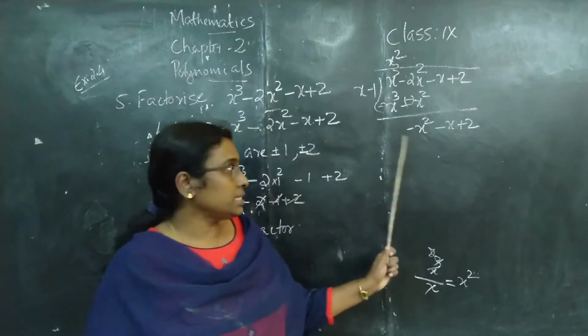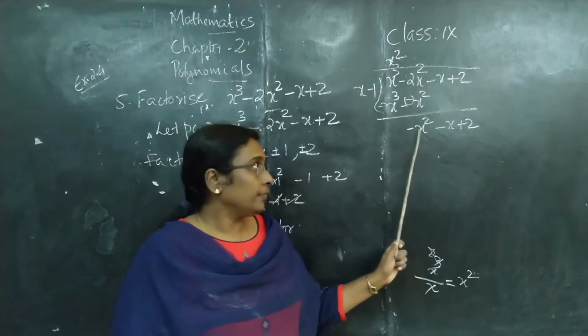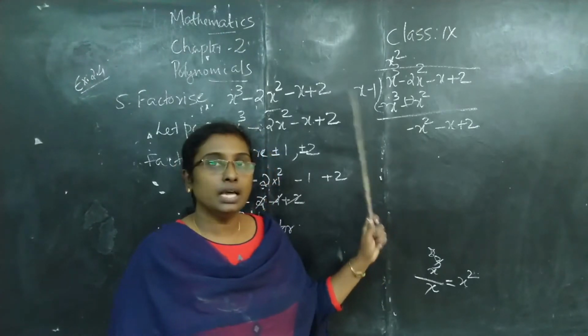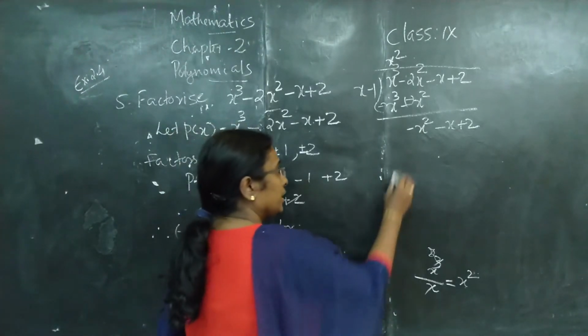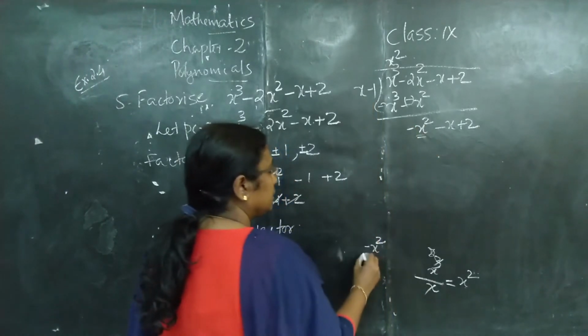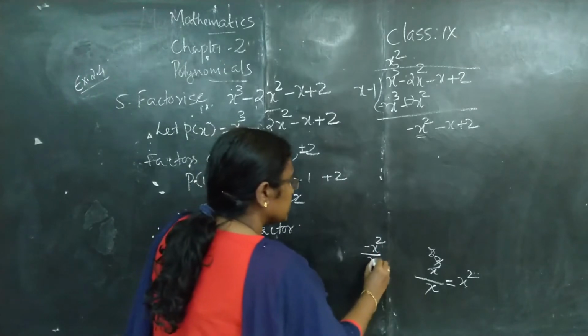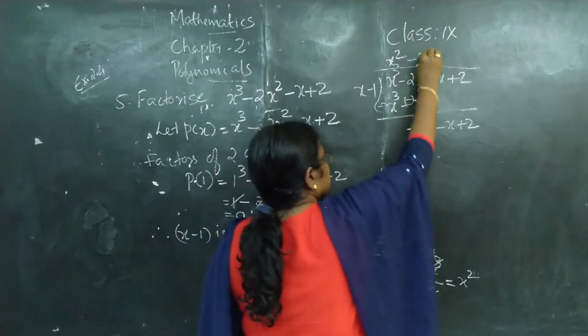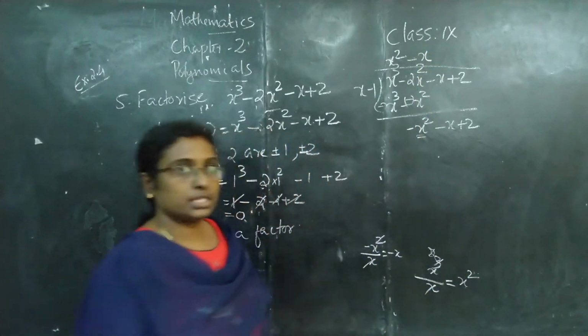Okay. So this is a new dividend, isn't it? Then divide the first term of this new dividend by the first term of this divisor. Here the first term is minus x square, and the first term of the divisor is x. We get minus x. Minus x becomes the second term of the quotient, isn't it?